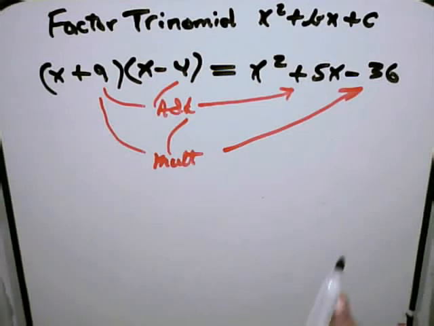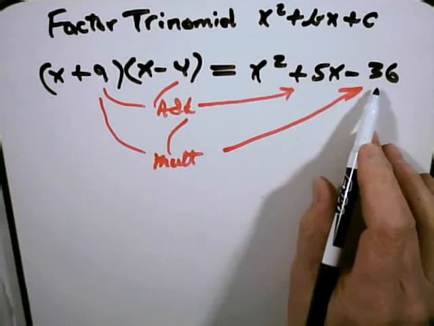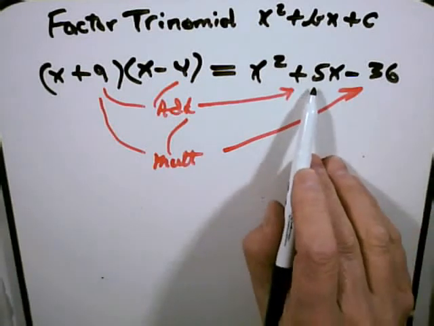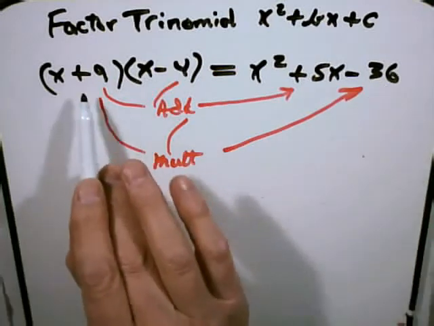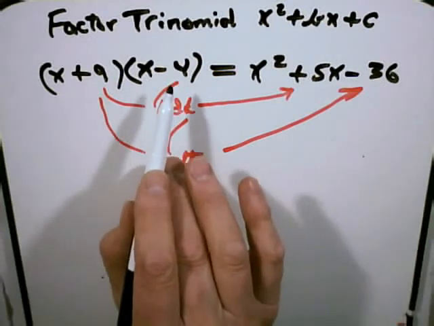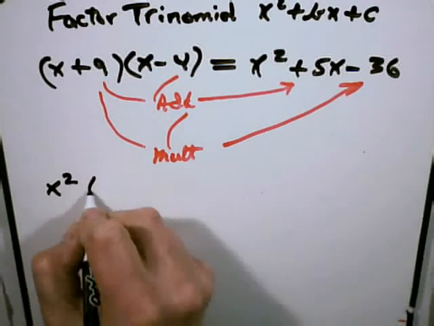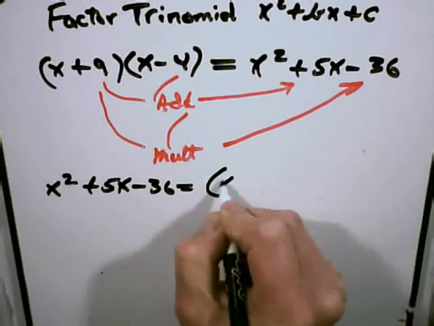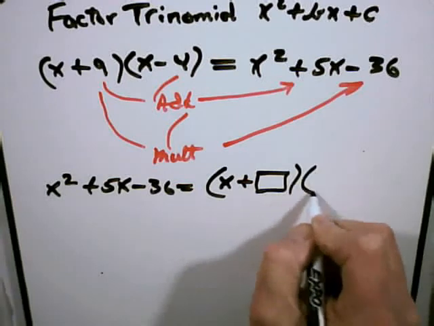We're going to know that if we start with this expression over here on the right-hand side, and we find two numbers that add together to get our middle term, and multiply together to get this last term, then we can put them into this form. So here we've got x squared plus 5x minus 36. We know that's going to factor into some form that looks like this.